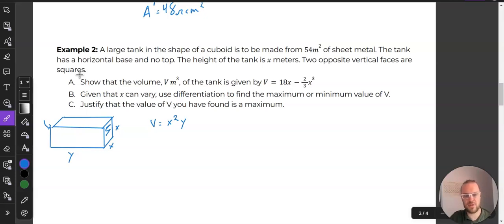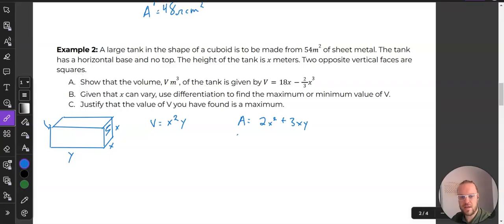But as you can see here, we have too many variables, so we need to get rid of one. That's where this 54 meters squared of sheet metal is going to come in, because of course that's an area, and so we can use that to figure out what our area of this thing is. Remember, there's no top, so that means we've got these two sides that are x squared, and we'd have the front, back, and bottom, or 3, that are xy.